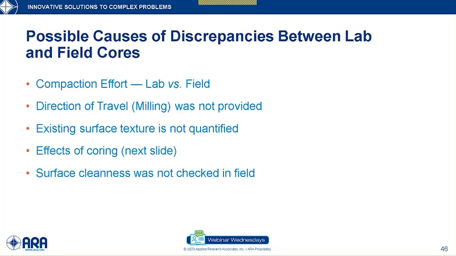So what are the possible causes of discrepancies between lab and field samples? At first, there may be compaction effort. In the lab, there are homogeneous conditions. I used a Superpave gyratory compactor, while in the field the compaction was done with a roller, so we cannot totally compare the compaction effort. For the field cores, the direction of travel or milling was not provided. The existing surface texture was not quantified, there was some effect of coring that we'll discuss in the next slide, and surface cleanliness was not checked in the field. So these are the possible causes that may create discrepancies between the lab and field cores.